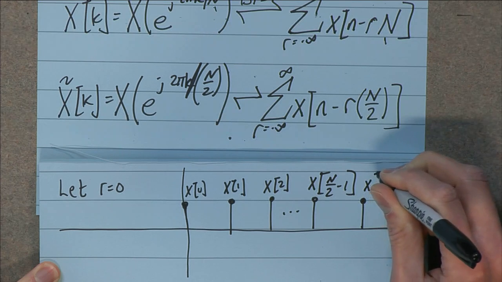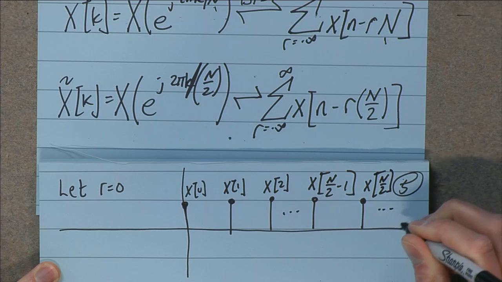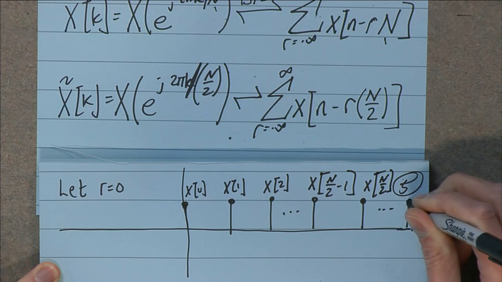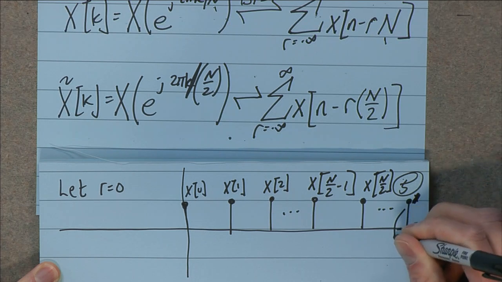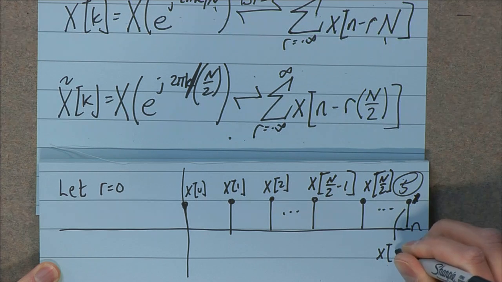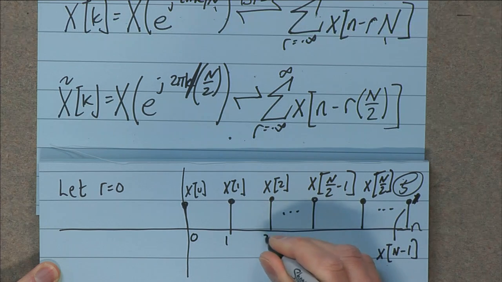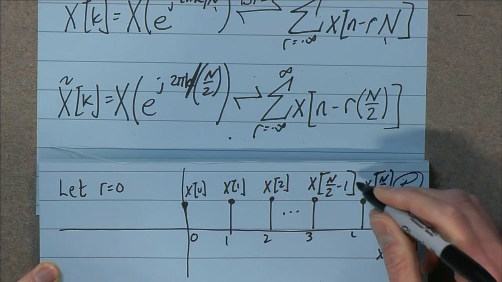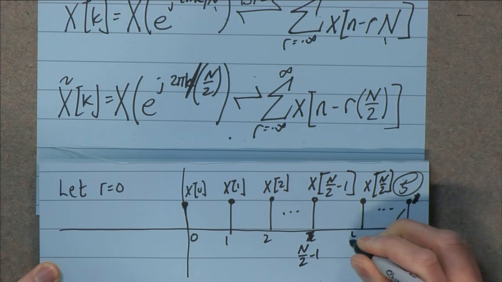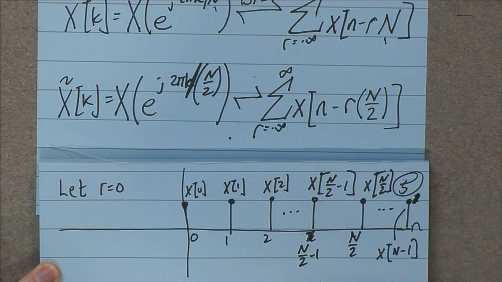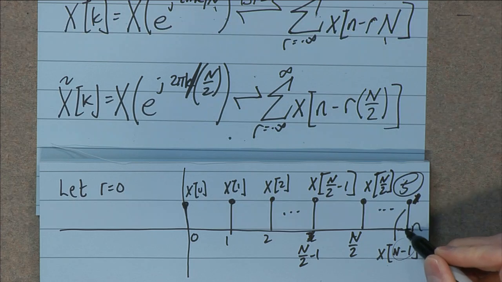The next one is going to be what? X of n over 2, and dot dot dot. Let's keep going to the end. I'll just draw an arrow and say that is x of n minus 1. This is 0, 1, 2, 3, and this, whoop, that's not 3, that's n over 2 minus 1, n over 2. And this n is, of course, n minus 1 there in that index.